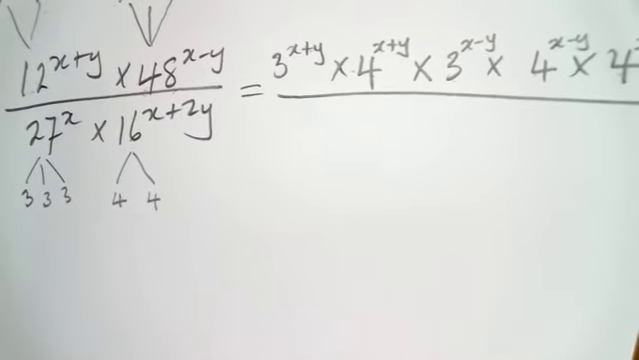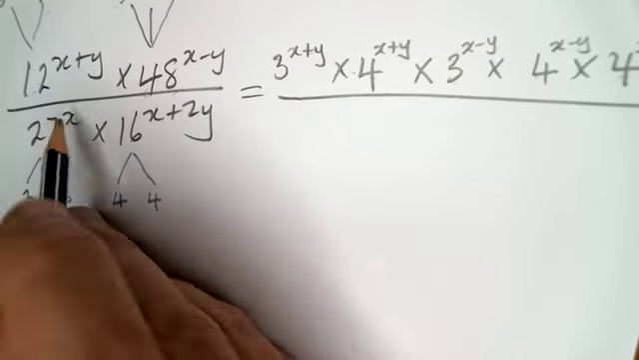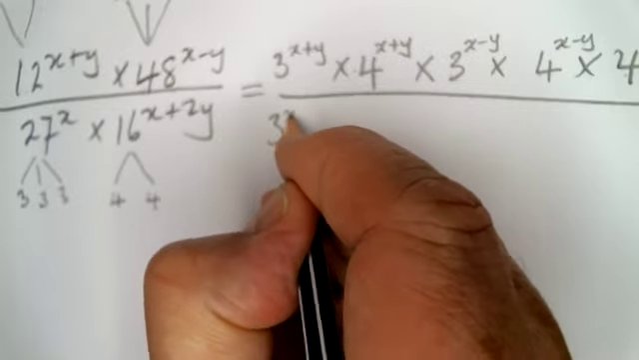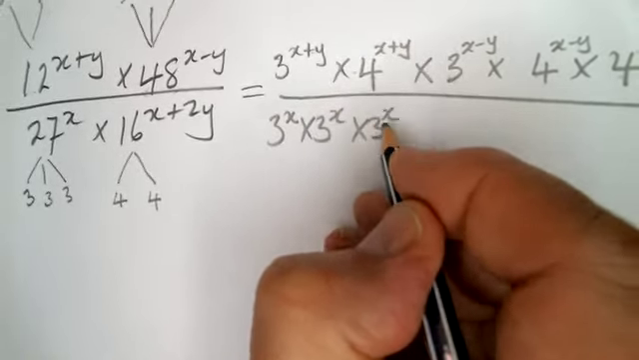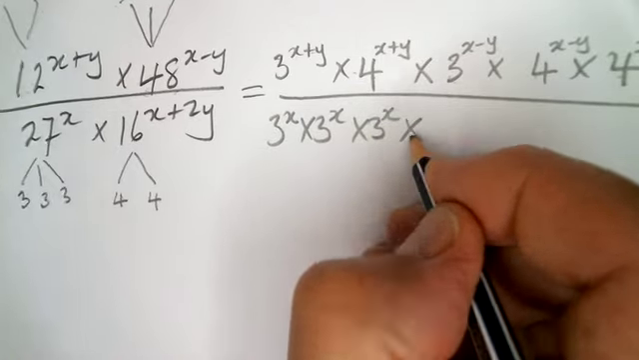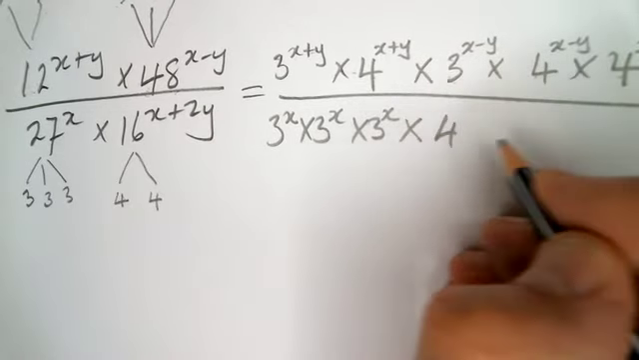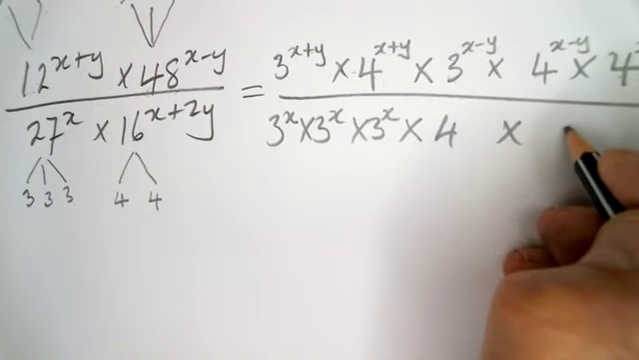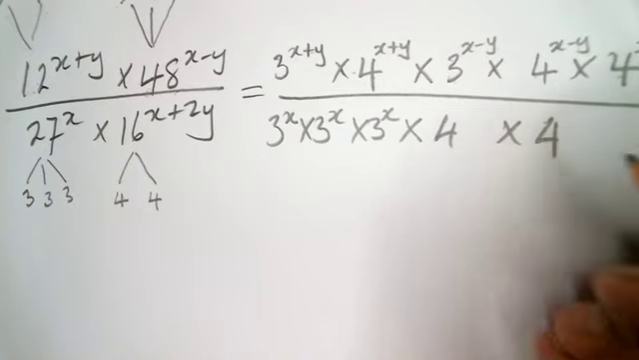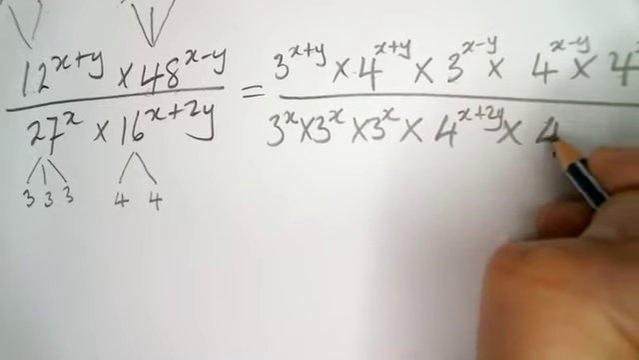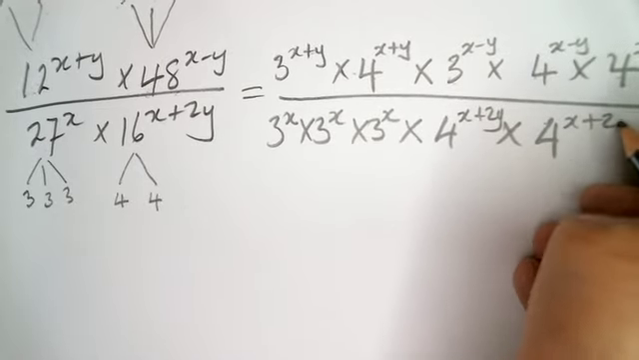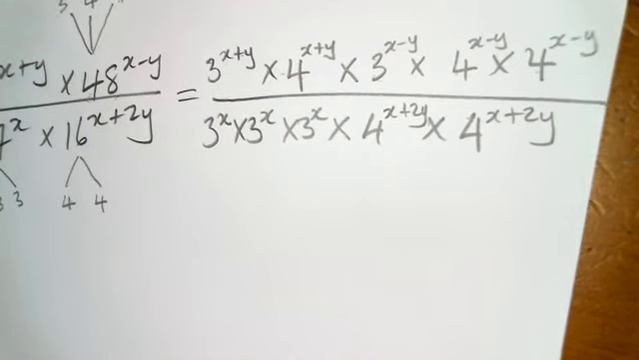All right, on the bottom, we've got 27 to the power of x, which must be 3 to the power of x, times 3 to the power of x, times 3 to the power of x, times 16, of course, was 4 times 4. I'm going to leave a bit more space this time because I kind of messed up last time. Okay, here we go. And we have an x plus 2y. We didn't have enough room. Here we go. X plus 2y. That's not too bad. We can kind of see where we're going with that.